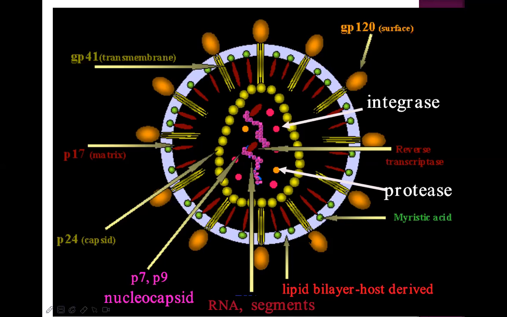This lipid bilayer, as I've already described before, is host derived. And there is one structure, or compound, which is called myristic acid. This myristic acid is present in the outer envelope.